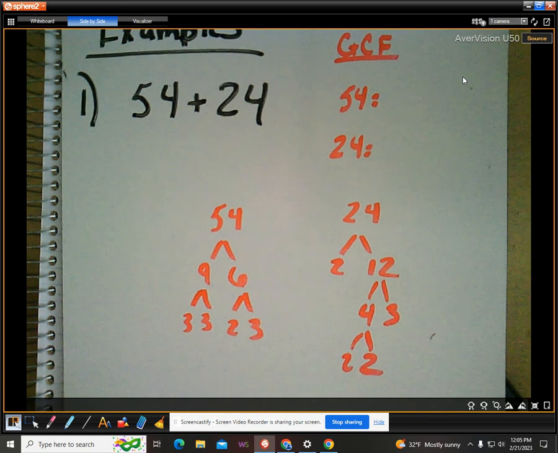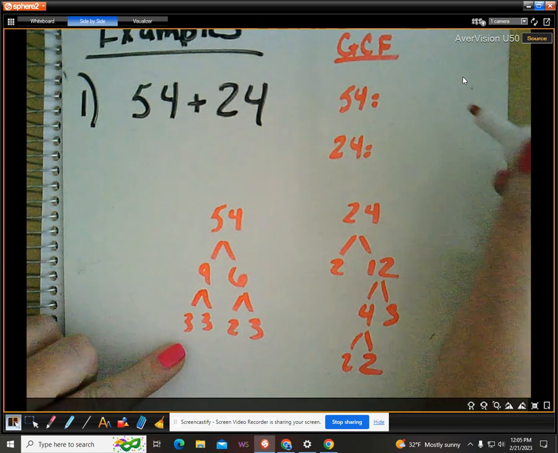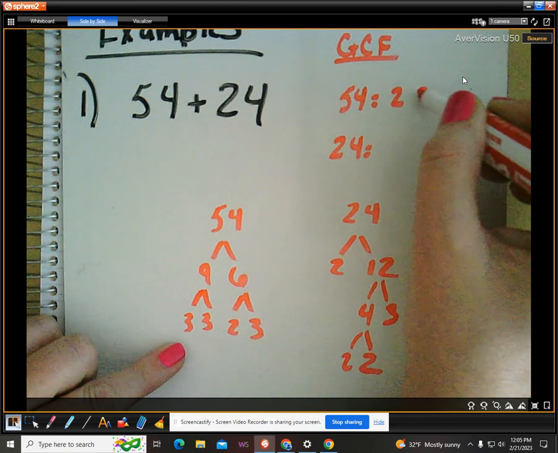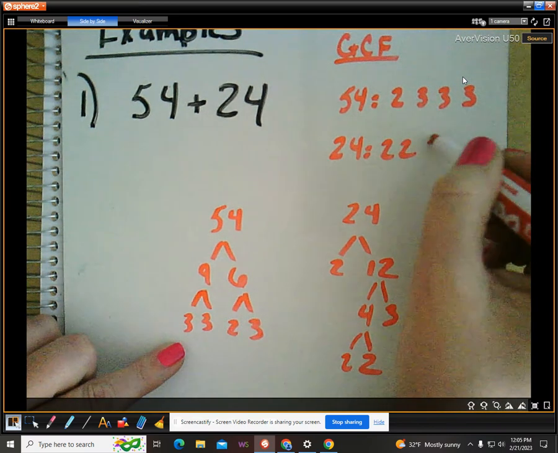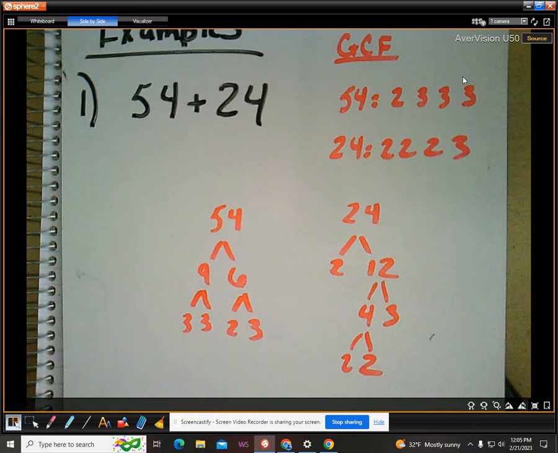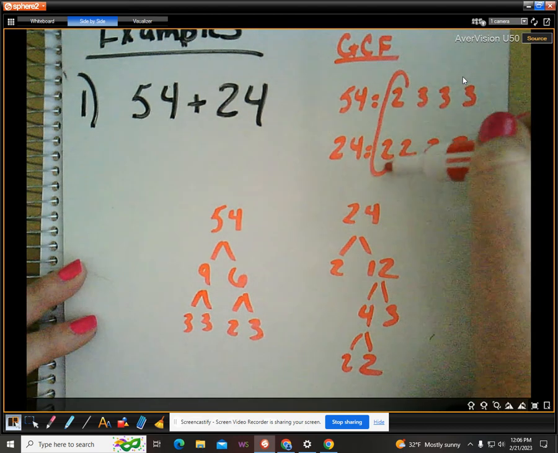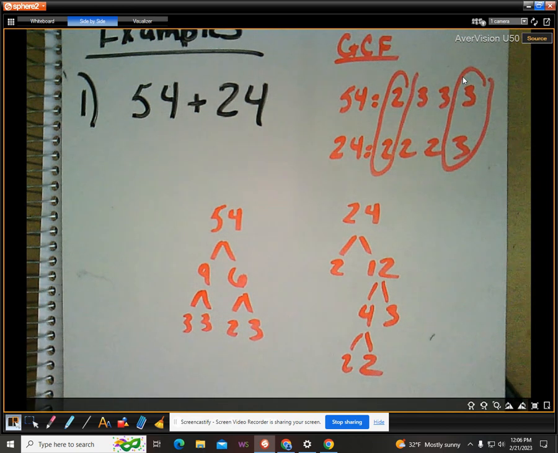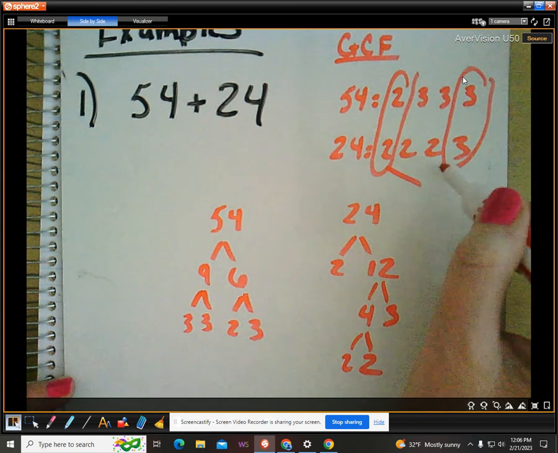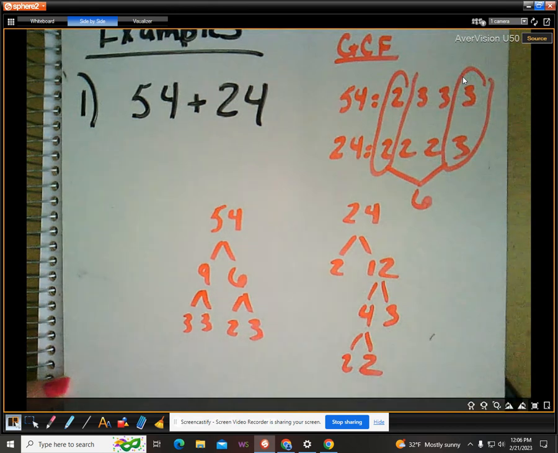Then you have to remember, now what do I do with that to find my greatest common factor? So that's where we list the prime factorization. 54 would be 2, 3, 3, and 3. 24 was 2, 2, 2, and 3. All right, so what? You have to remember what to do. Greatest common factor: you're looking for the numbers that show up in both lists. There's 1 2 in both lists. There is 1 3 in both lists. So the greatest common factor for 54 and 24 would be 6.